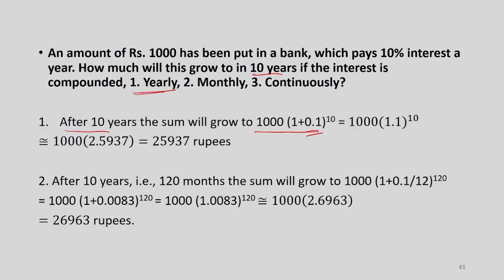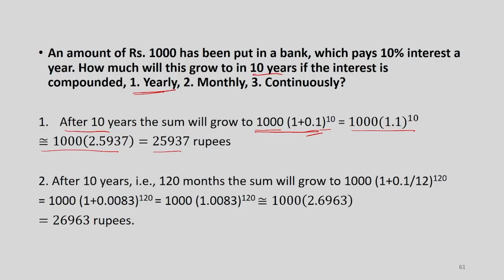So the formula is 1000, which is the principal sum, multiplied by (1 plus 0.1) to the power 10. 10 is the number of years, and the rest is just to calculate that, and this is approximately equal to 25,937 rupees after 10 years. So this was the first part.